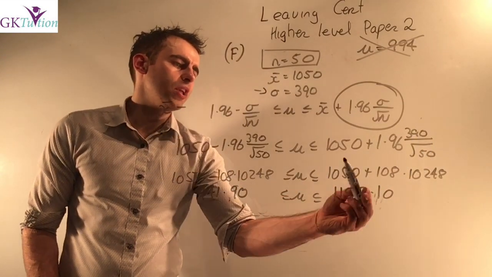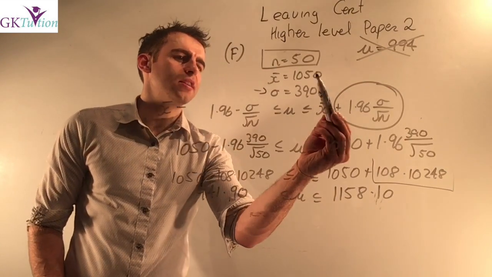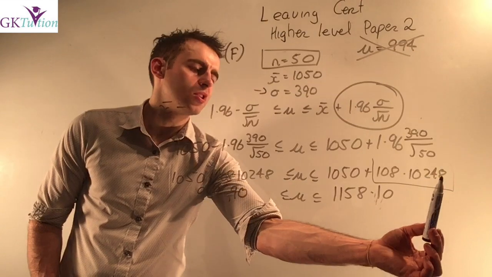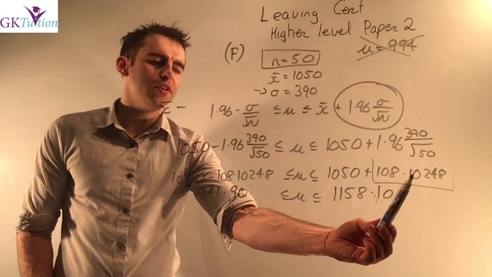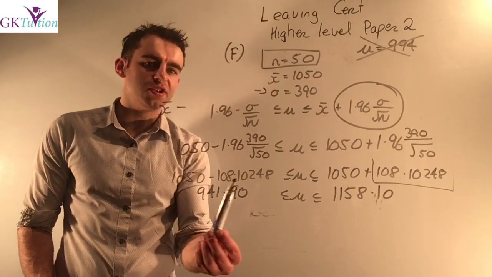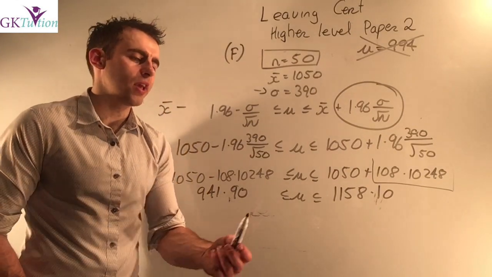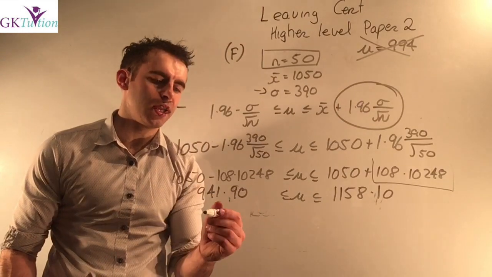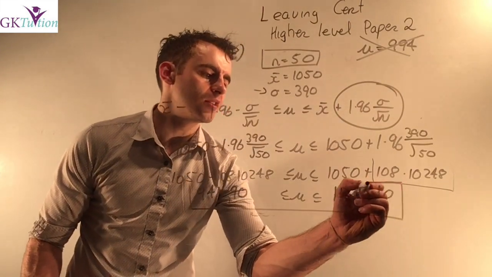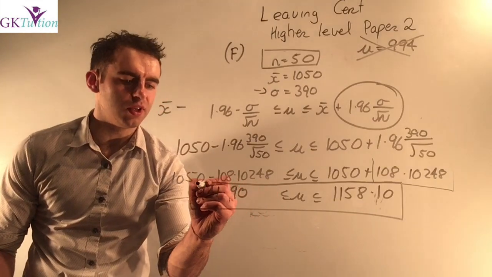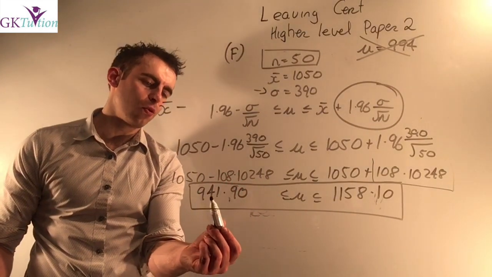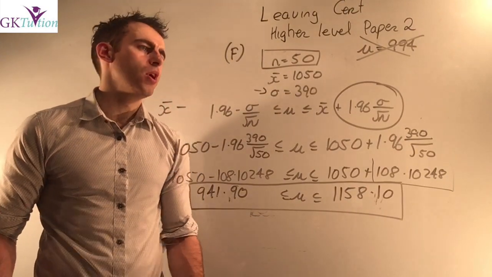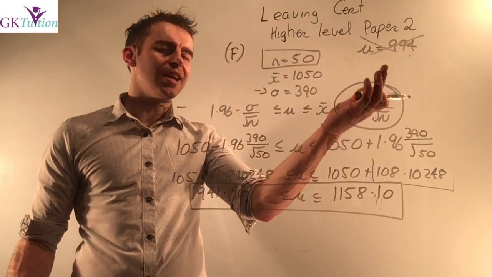So the margin of error, the degree to which the result of this sample could be wrong, is it could be off by 108.10248. So you add on the potential error, you subtract the potential error, and you work out your mu, which is the average. If you actually worked out the population mean, there's a 95% chance it would lie within this region. It would lie between 941.90 and 1158.10.